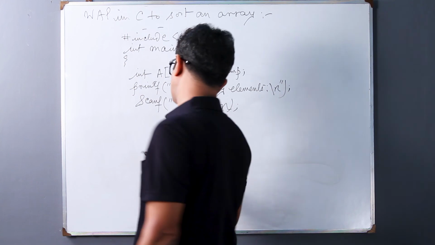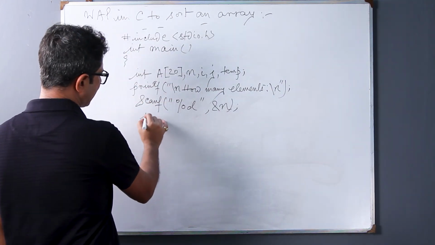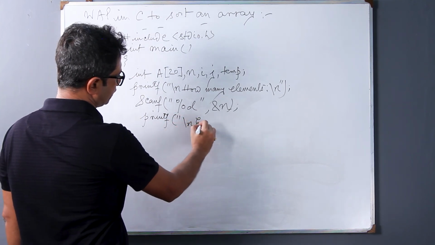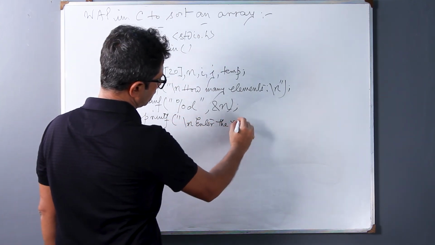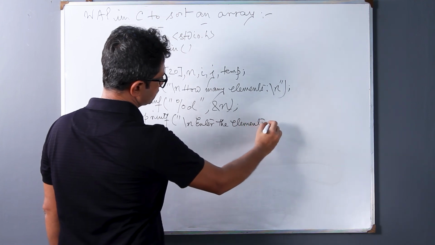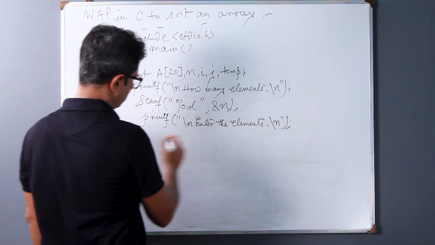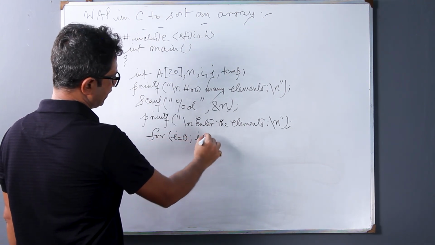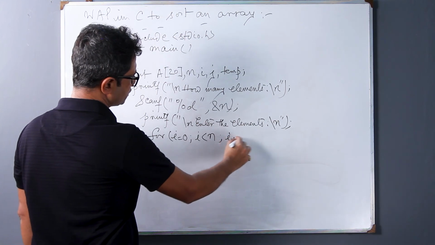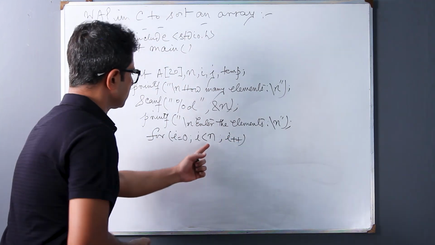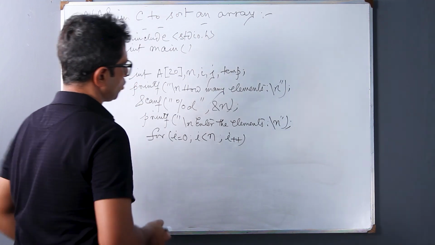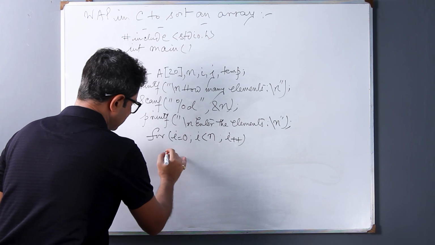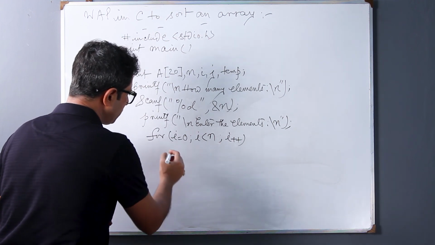So, for that we have to take a for loop. Before that, I am going to give a message like this: printf("Enter the elements\n"). for (i = 0; i < n; i++). This is the initialization part, this is the condition checking part, and this is the modification part, which is an increment in this case. So, in this case, we are going to take some input from the user.